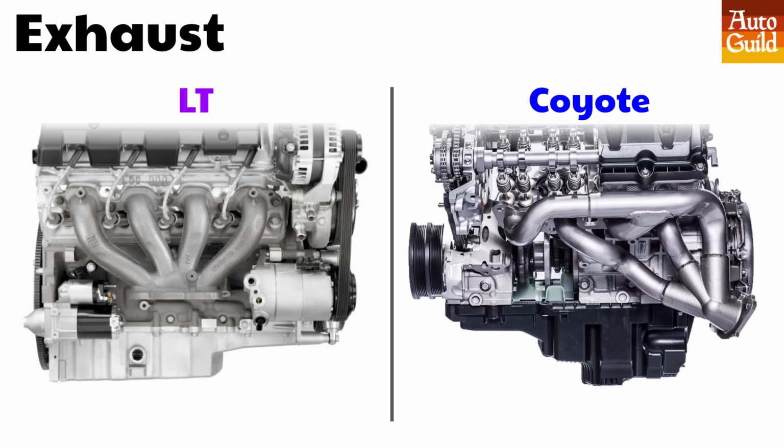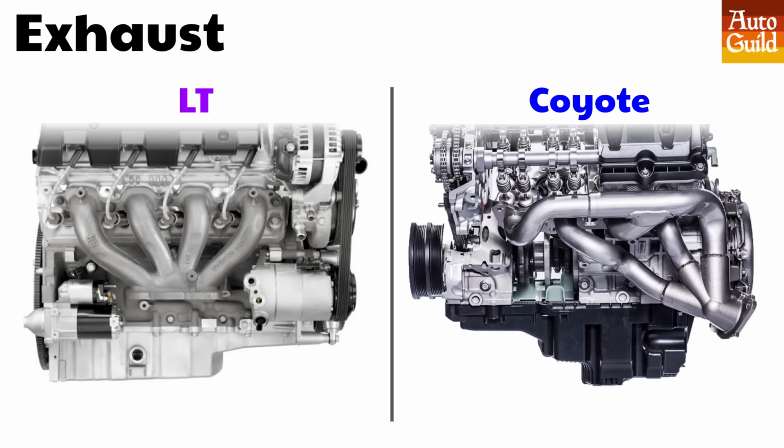The Coyote has more of a short tri-Y-ish manifold. It has a smaller displacement engine and needs help making torque. So it's kind of a double Y. Anyway, it's better for torque. The Coyote can make 400 foot-pounds with only 5 liters, and I'll have more on that towards the end of the video.